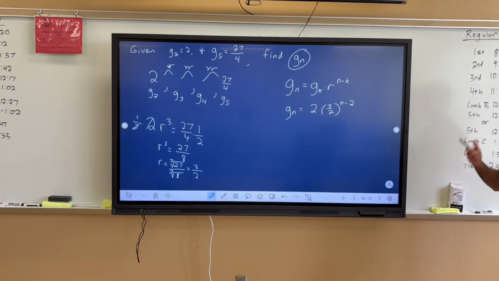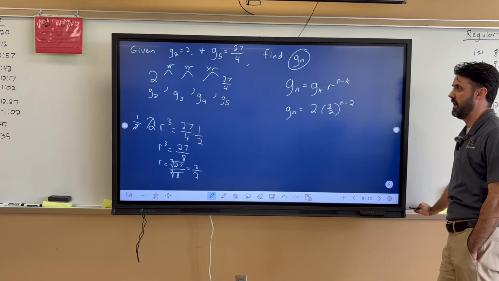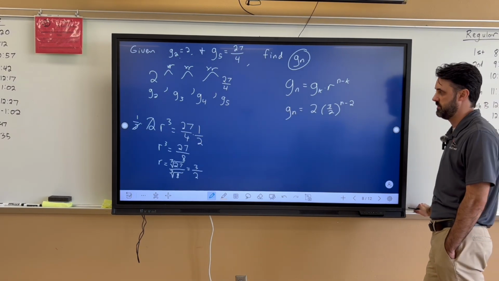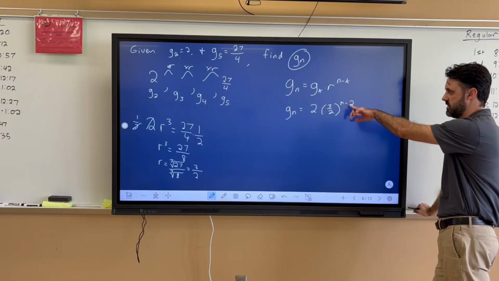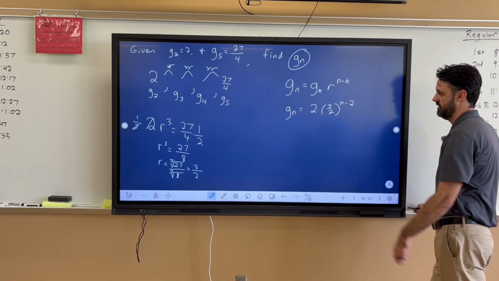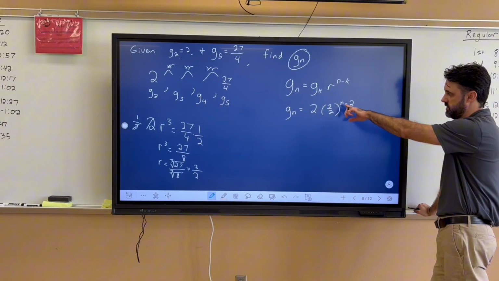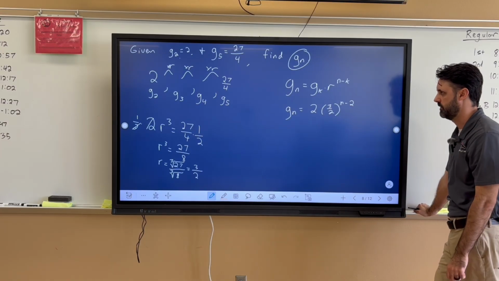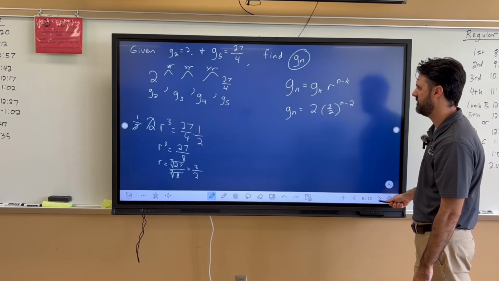And then obviously if the problem asked us to find like the 8th term or something like that, I would plug in an 8, subtract, and then we'd have to do that to the 6 if we were subtracting 8 and 2.